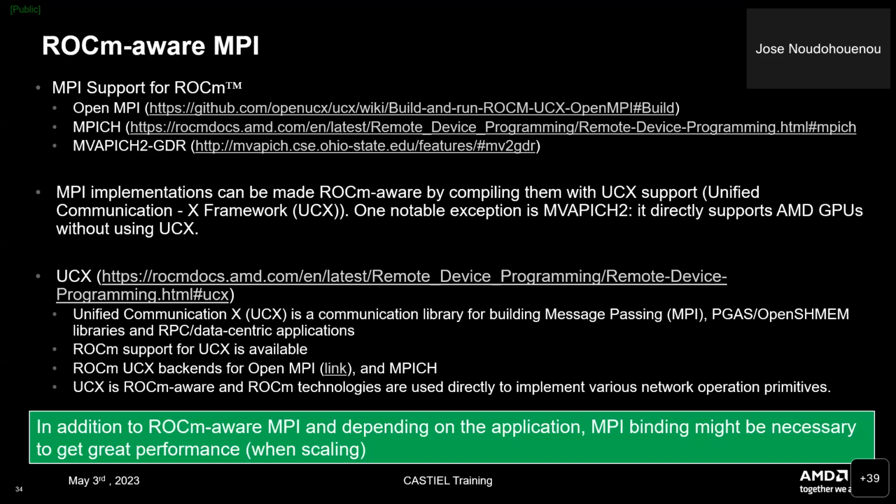In addition to the ROCm-aware MPI, some applications, as we said, might need binding to get great performance. So when you are scaling, you need to do the correct mapping between all the CPUs, GPUs, and the memory if they are separate. So sometimes you might need some binding technology to get great performance in addition to the ROCm-aware MPI capabilities.